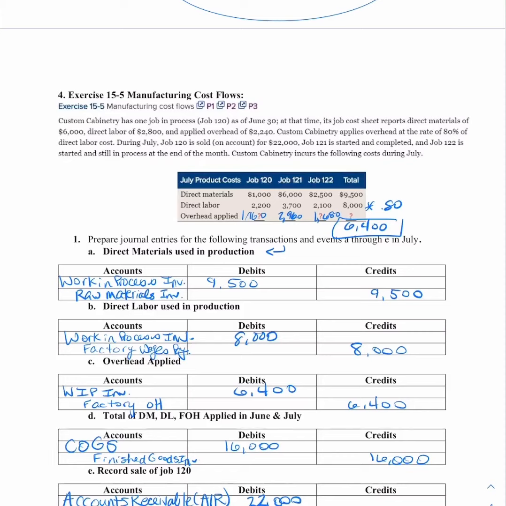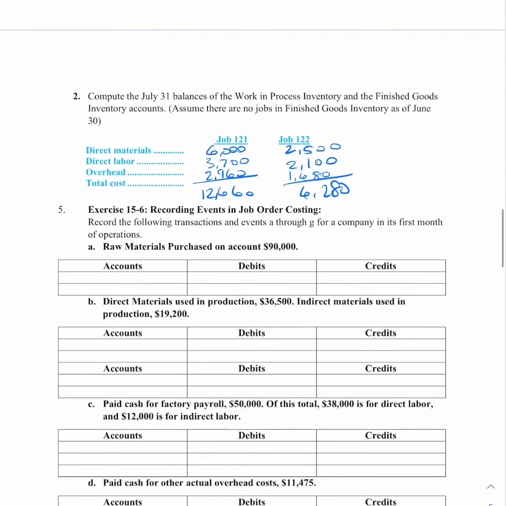Job 120 is sold on account. Job 121 is started and completed. Job 122 is started and still in process. So what that tells me then is job 121 is finished goods and job 122 is still work in process. So my balance for work in process is $6,280. My balance for finished goods inventory, $12,660. And that wraps up that question.